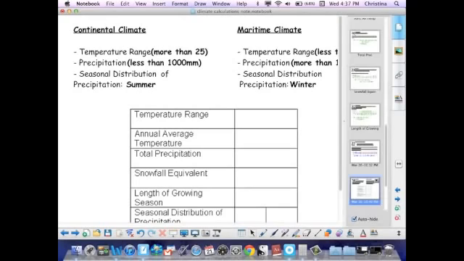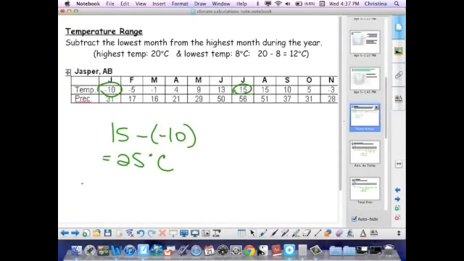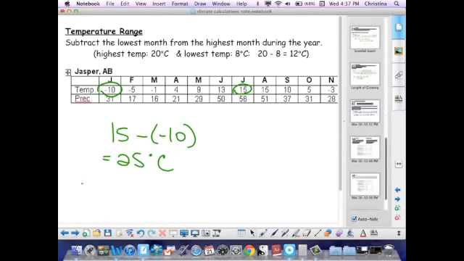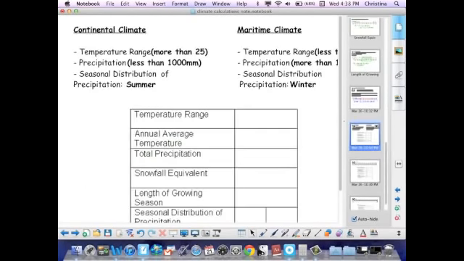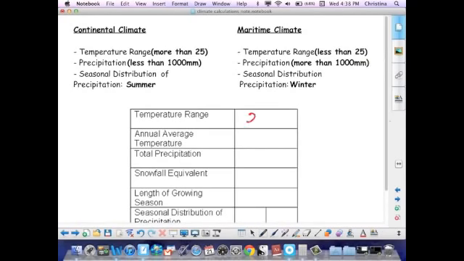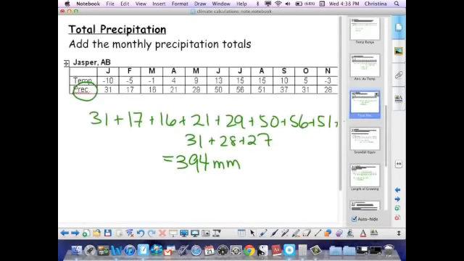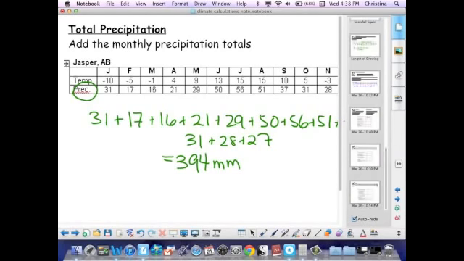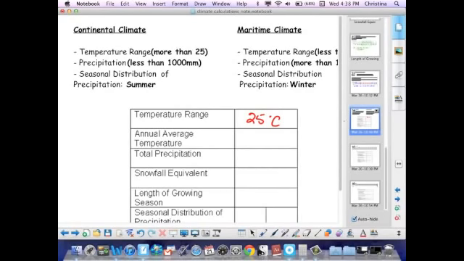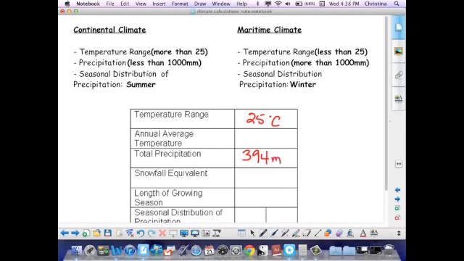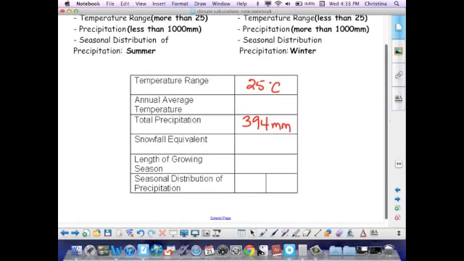So for temperature range, let's go back to our temperature range. The temperature range for Jasper was 25, so we're dead on the temperature range. So that could be a problem. So let's go back. Okay, so our temperature range was 25. We'll just record it in here. Our precipitation, is it less than or more than 1,000? Our total precipitation was 394, so it's less than 1,000.